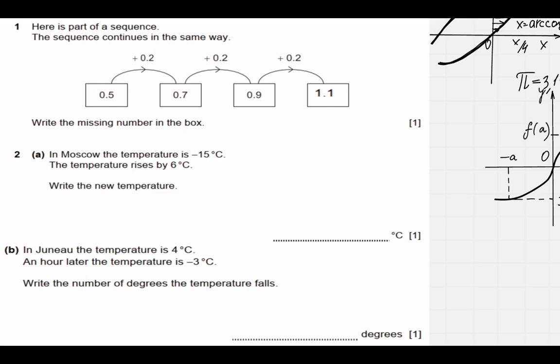Question 2. In Moscow, the temperature is -15. The temperature rises by 6. Rise means plus. -15 plus 6 will be -9.